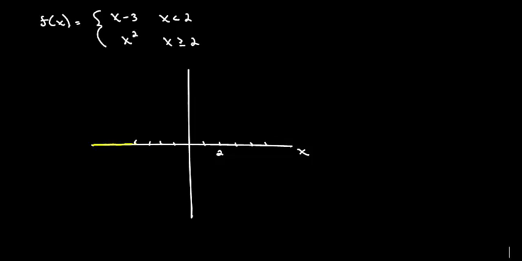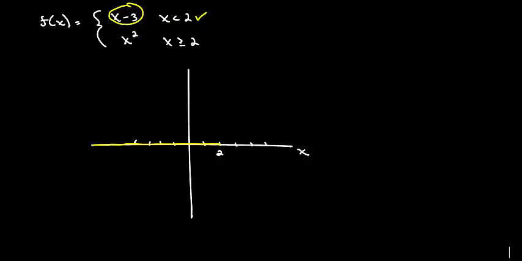Whenever it's over here, we're going to see this function, this guy right here. So we're going to see x minus 3. You can think about it like you can do a table of values if you want to. If you know what this graph looks like, you can just sketch it out.